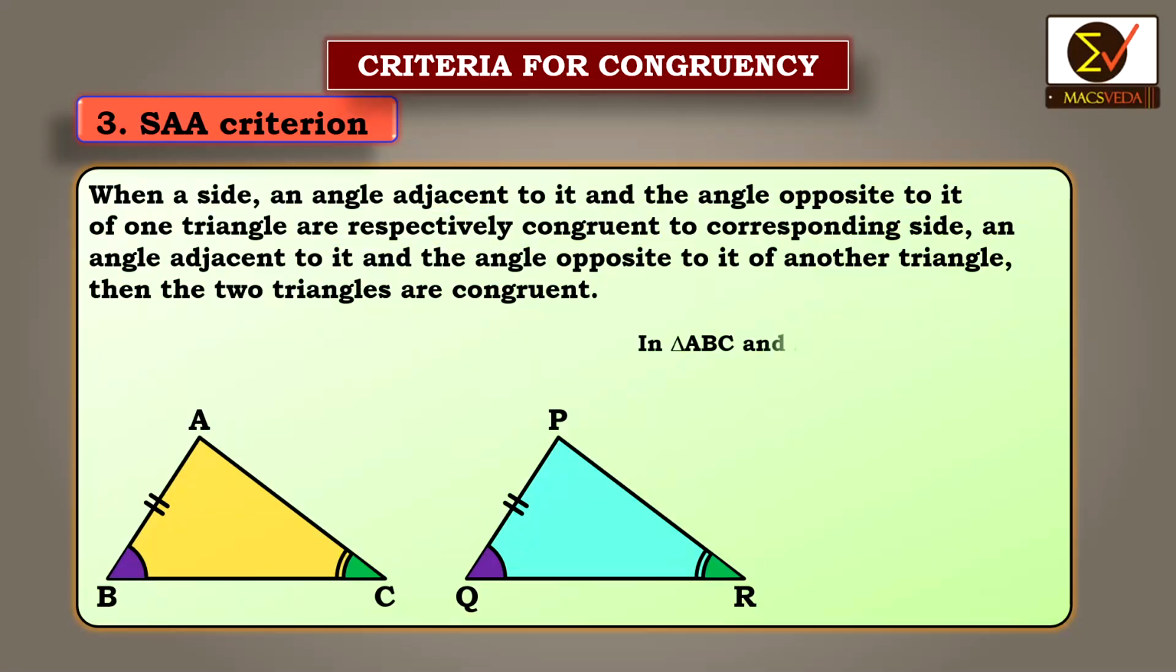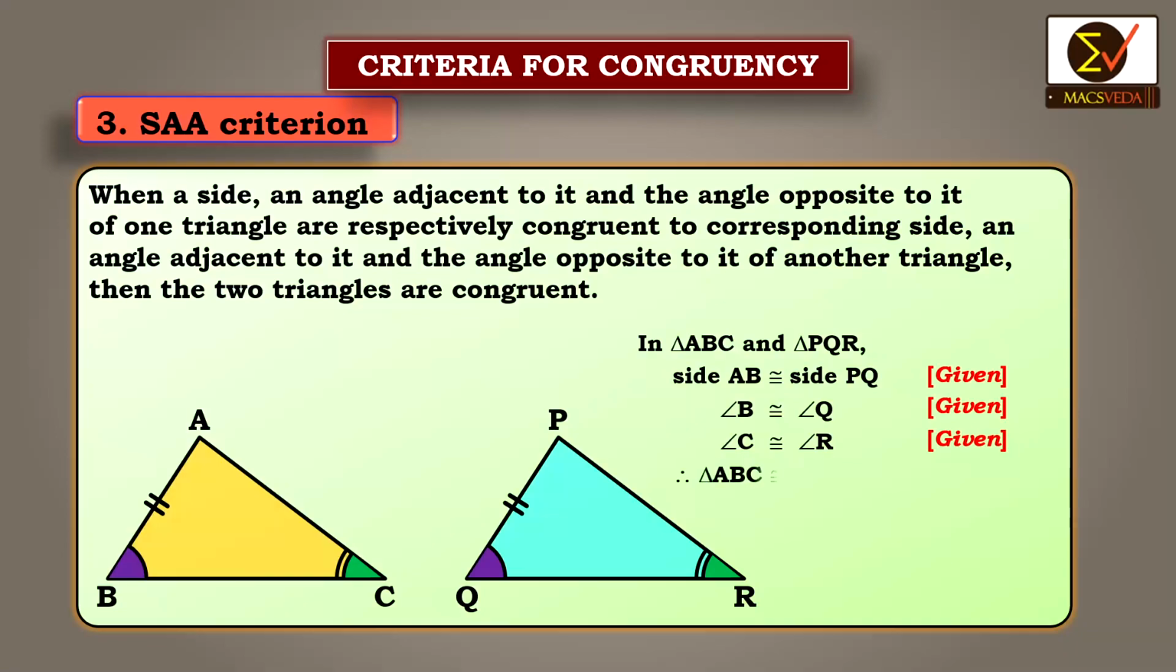That is, in triangle ABC and triangle PQR, side AB is equal to side PQ. That is given. Angle B is equal to angle Q. These angles B and Q are the angles which are adjacent to this particular side. And what about the other one? Angle C is equal to angle R. These are the angles opposite to those equal sides. If these are given, then by SAA criterion, triangle ABC is congruent to triangle PQR.